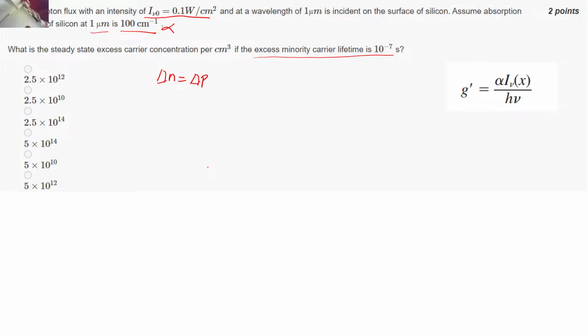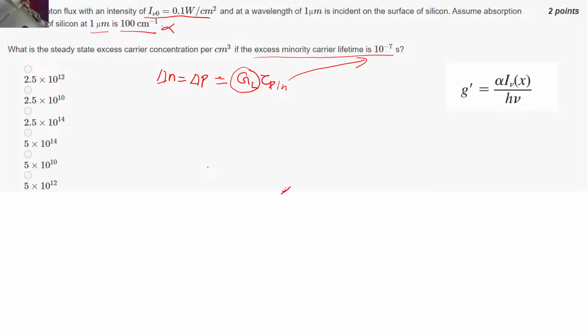Now you must have studied in the very initial part of the course that the excess steady state carrier concentration is given by G_L times tau_p or tau_n. This is your steady state carrier concentration, and this is what they are asking. For that they have given the lifetime here, 10 to the power minus 7 seconds. The only thing we don't know right now is the value of G_L. Once I get the value of G_L, my job is done.